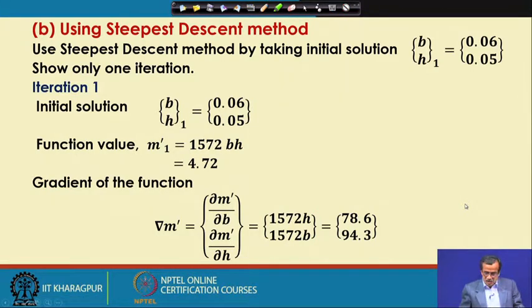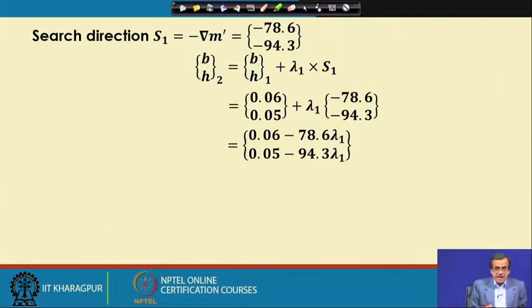Now, here the search direction should be opposite to the gradient, because this particular algorithm solves the minimization problem, and it moves in a direction opposite to the gradient. That is why it is called the steepest descent method. So, the search direction S1 is minus nabla m prime, that is minus 78.6, minus 94.3, and if I substitute the values, I can find out BH2, that means, the next solution.